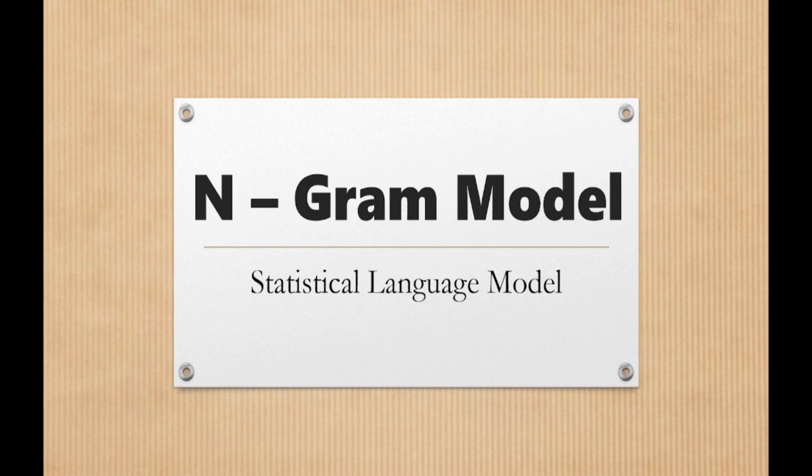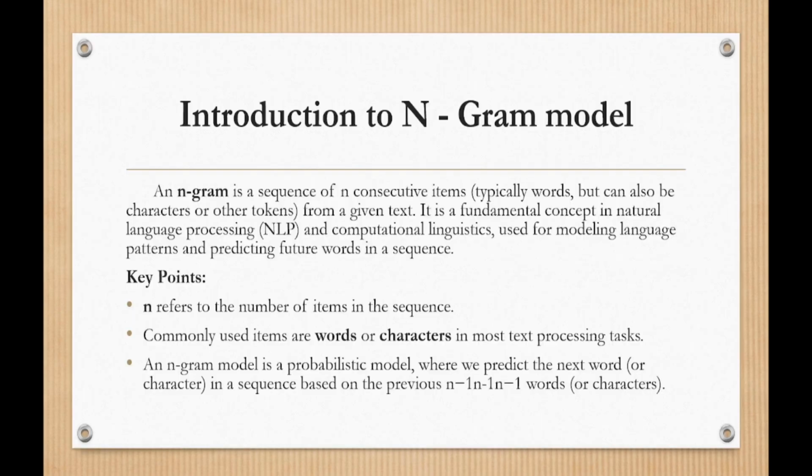Today we are going to start a new topic, the N-gram model, a statistical language model. Let's begin with the introduction to the N-gram model. An N-gram is simply a group of N things that come one after the other, like words or letters in a sentence. For example, if N is 2, we have two words together, which is called a bigram. If N is 3, we have three words together, which is called a trigram.